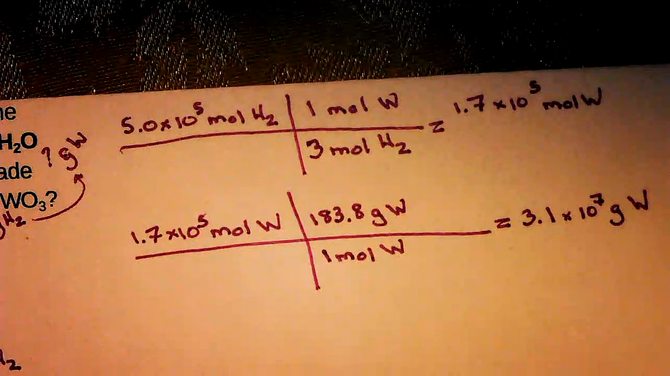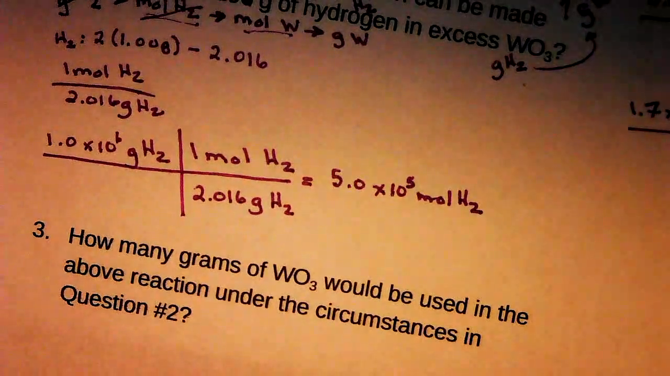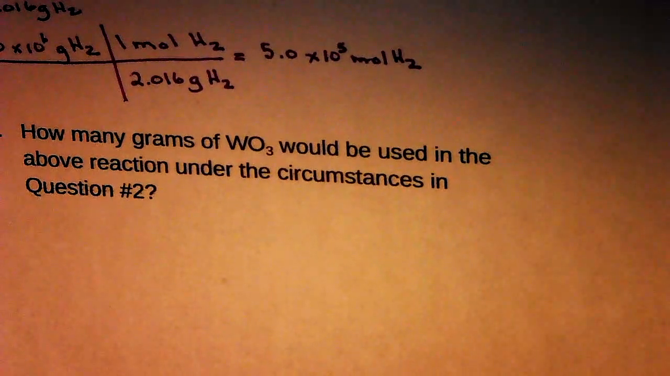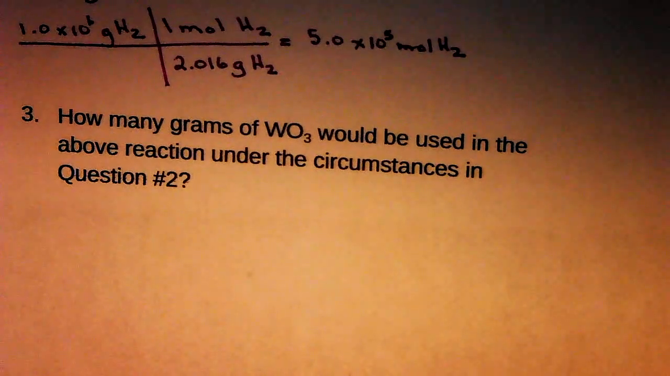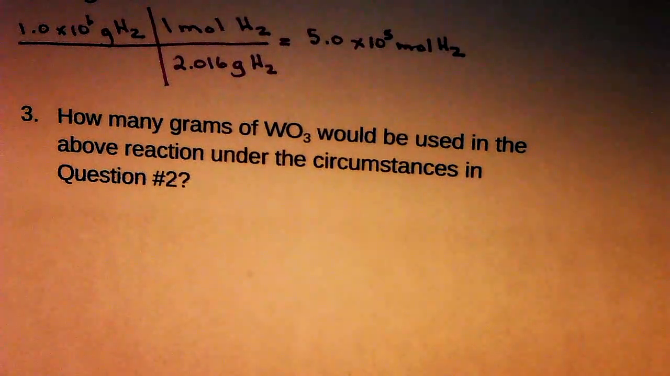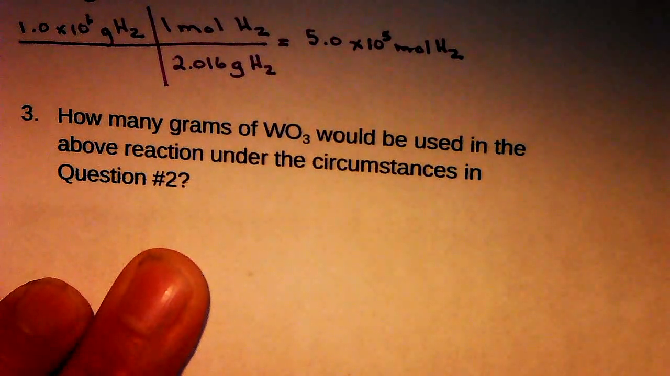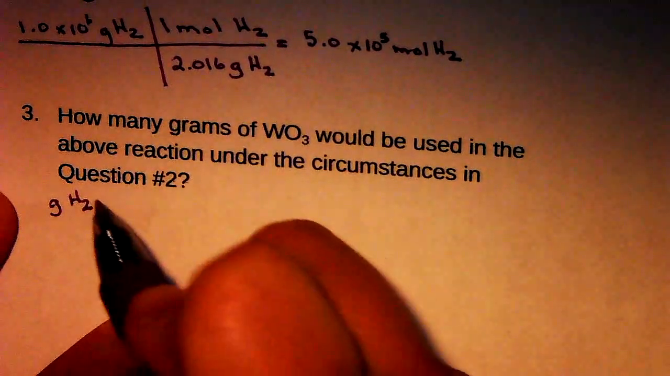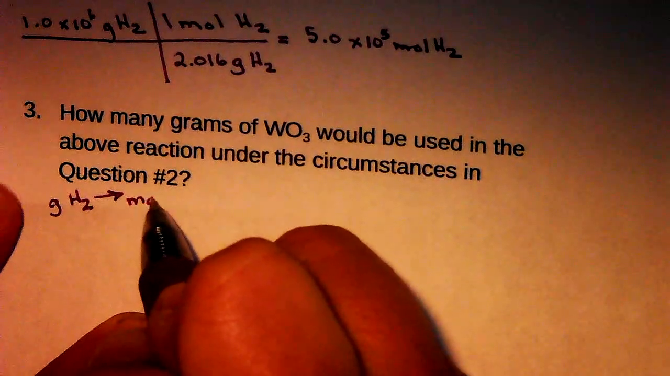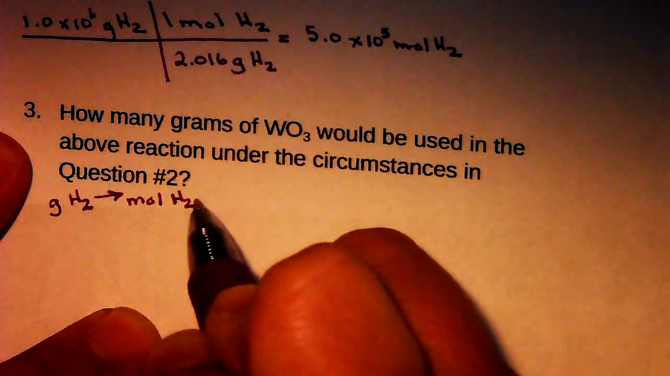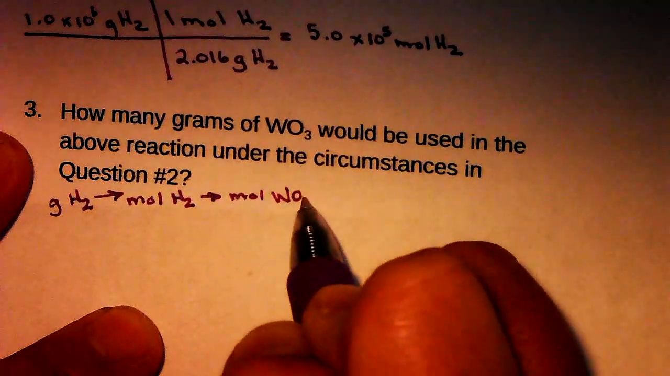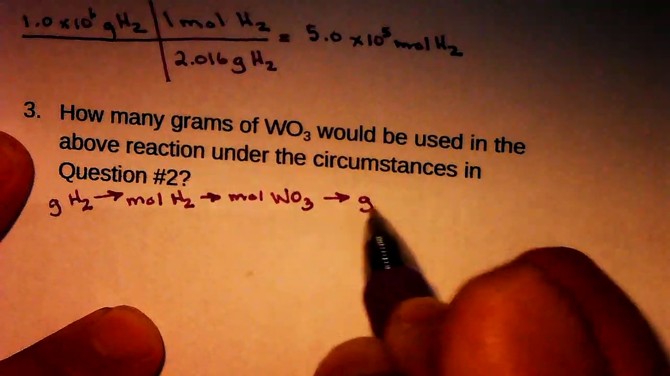All right, so we're doing pretty good. Number 2 looks like we got our answer there. The next problem here says how many grams of WO3 would be used in the above reaction under the circumstances. Let's go ahead and do our roadmap. We started in the previous one with grams of hydrogen, and then we got our moles of hydrogen. Once we get our moles of hydrogen, we can go to moles of WO3, and then we can get our grams of WO3.